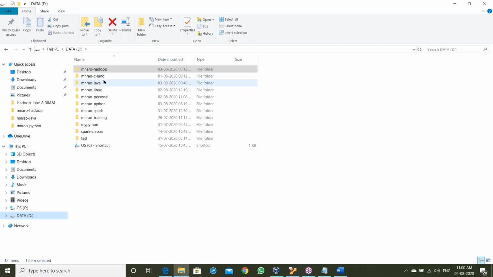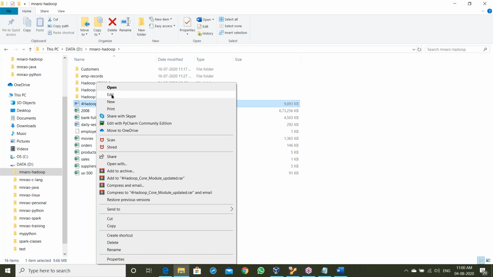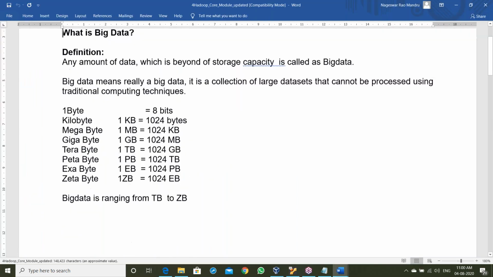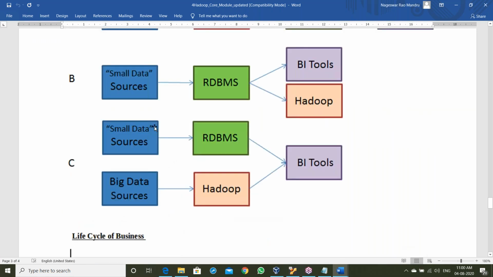Okay, one second. Let me show that Hadoop. Yes, our company data center.